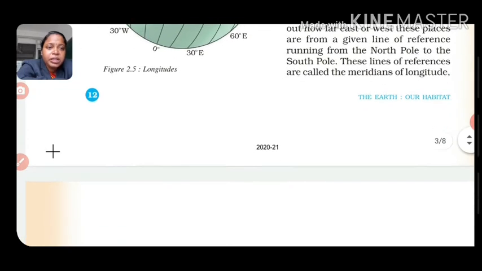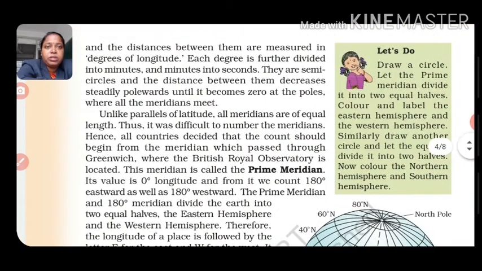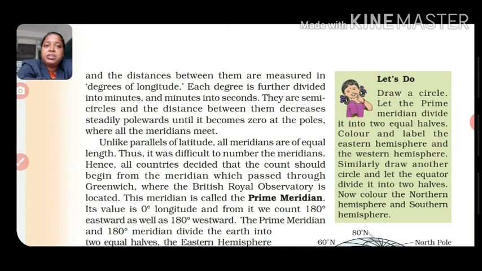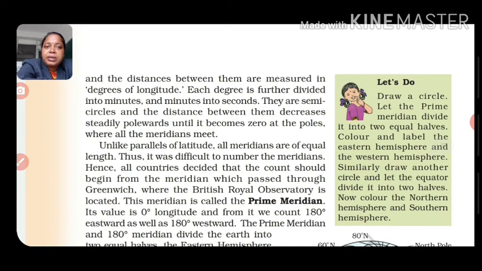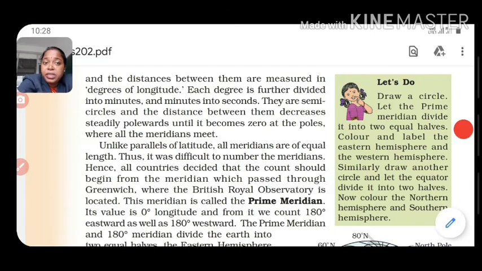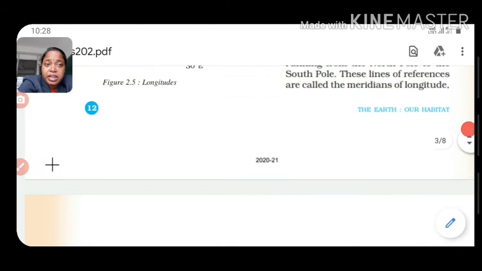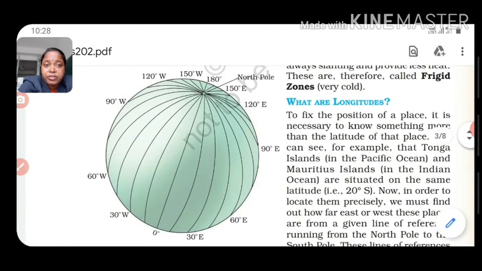The distances between them are measured in degrees of longitude. As we already discussed before, each degree is further divided into minutes and then seconds. According to that we calculate the time zone, the Greenwich time zone. The semicircles and the distance between them decrease steadily polewards until it becomes 0 at the poles, where all the meridians meet, as we have seen in the diagram, figure number 2.5.